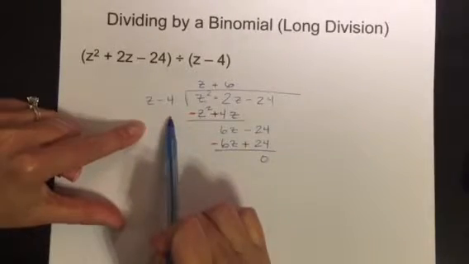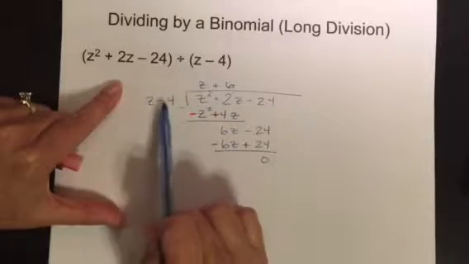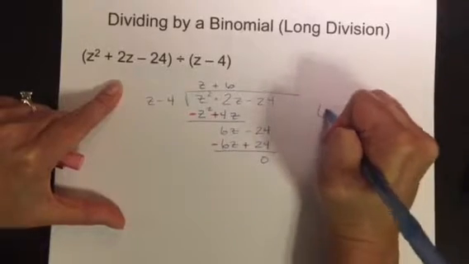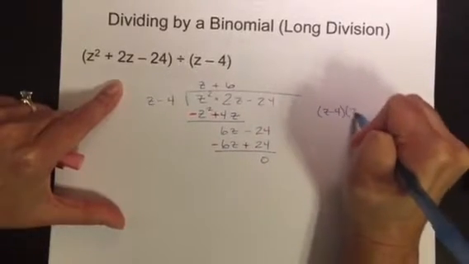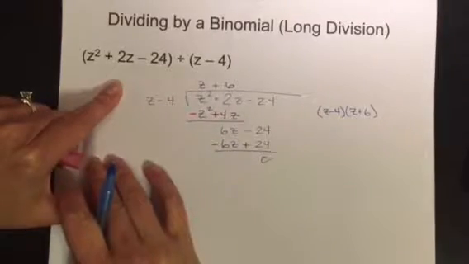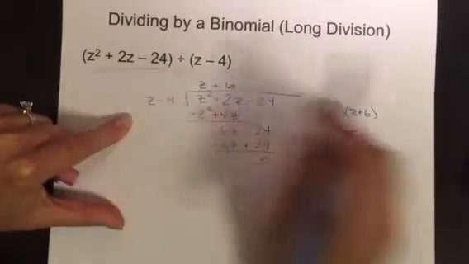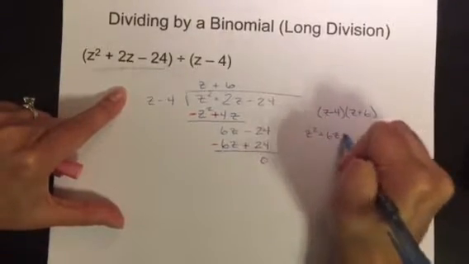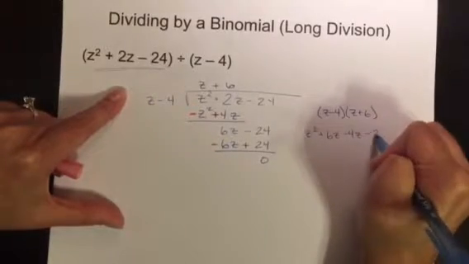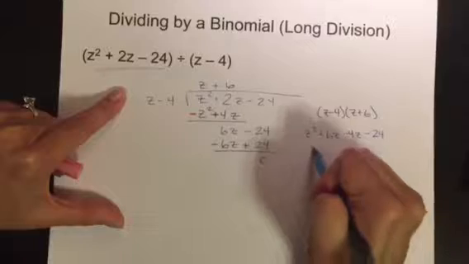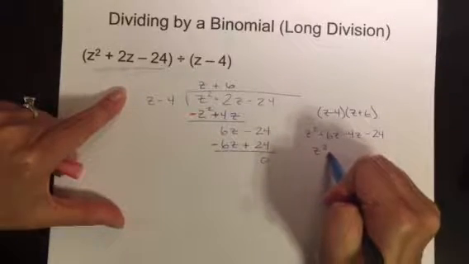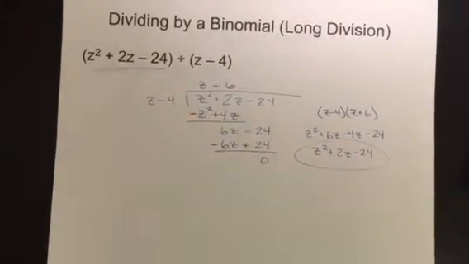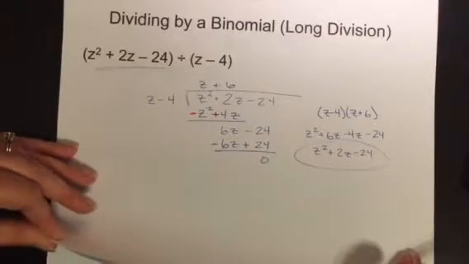So what this means then, and I just want to show you this full circle, is that both of these are factors of this polynomial, which means, like we've been talking every single time we factor, we should be able to FOIL, go backwards, and get the original term. So z times z is z squared, plus 6z minus 4z minus 24. And then I'm going to combine like terms, and that gives me z squared plus 2z minus 24, which was my original polynomial. So I just wanted to show you that full circle.